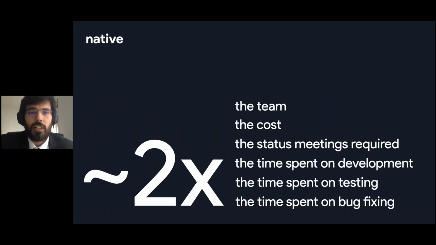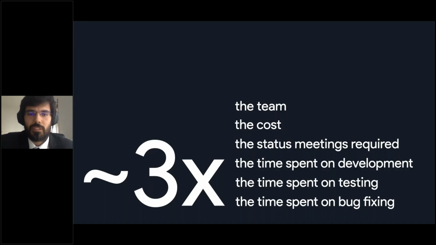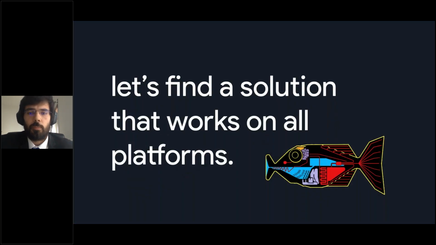So this roughly also means that you're going to have 2 times the team, the cost, the status meetings required, probably a bit more than 2 times, but who's counting? The time spent on development, the time spent on testing, the time spent on bug fixing. And if we then decided to also develop for the web, we're going to have 3 times the team, the cost, the status meetings required, time spent on development, testing, and bug fixing. So what we really want is to cut this in half. So let's try to find a solution that works on all platforms.